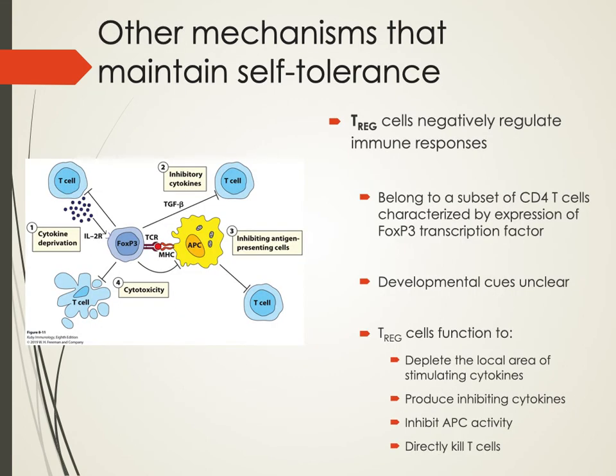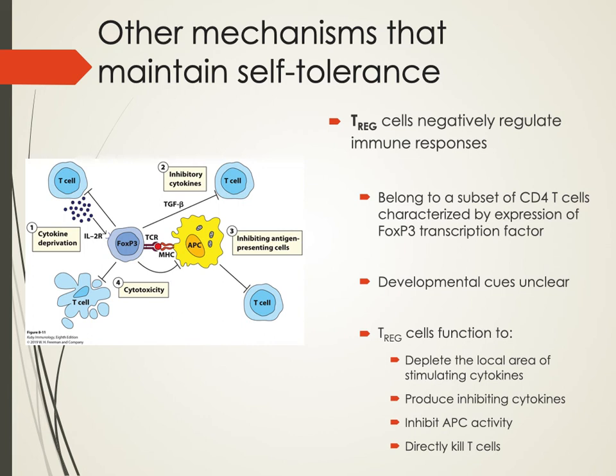Just to talk a little bit more about self-tolerance, keep in mind the T regulatory cells are going to be critical in maintaining self-tolerance, because some of these cells might have escaped even though they're autoreactive, that might not have been picked up in the thymus. And so these T regulatory cells are going to continue to help maintain self-tolerance.